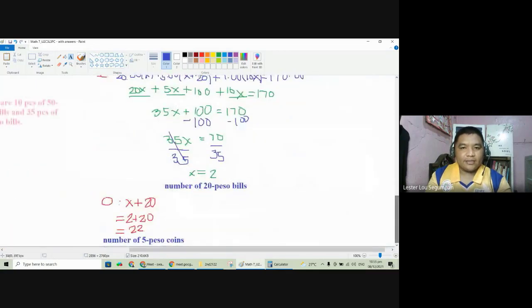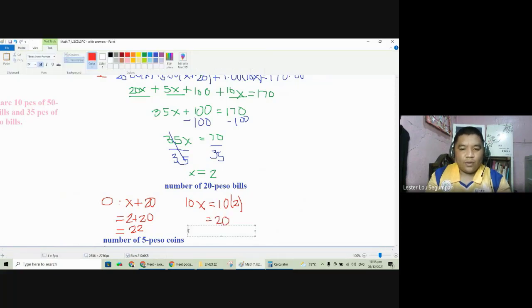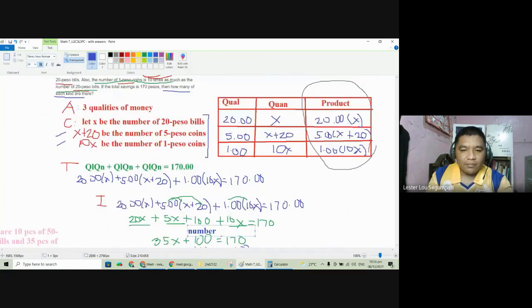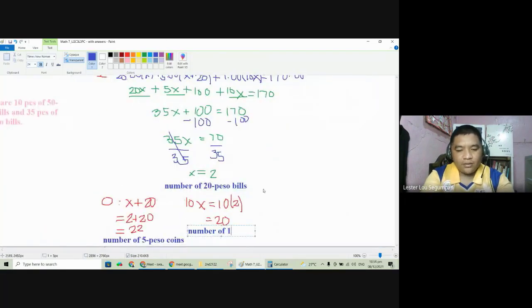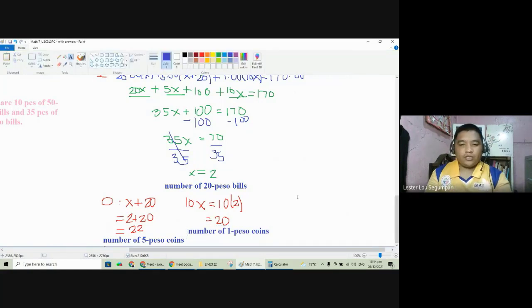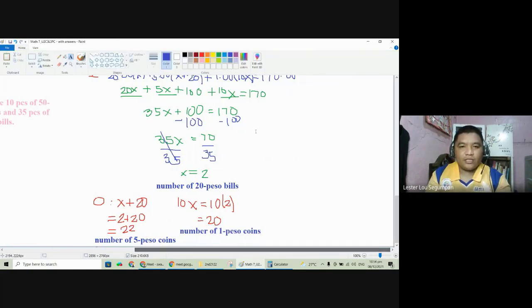And then the next, we still have one more because we have another type of coin here, 1 peso coins, 10x, where it's 10 times 2, you will have 20. And what are these? We have 20 pieces of, I could use pieces, but I'm just using number since I have also used number earlier. Number of 1 peso coins. Okay, so to make sure that these answers are correct, we could always check.